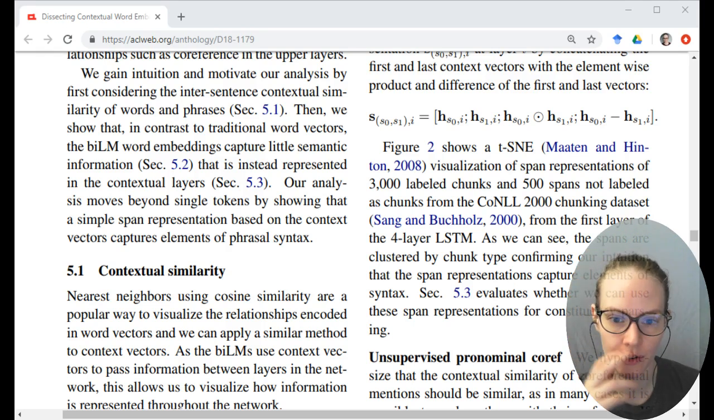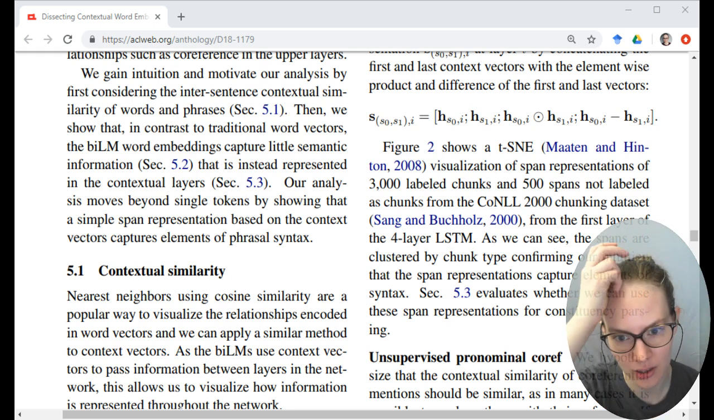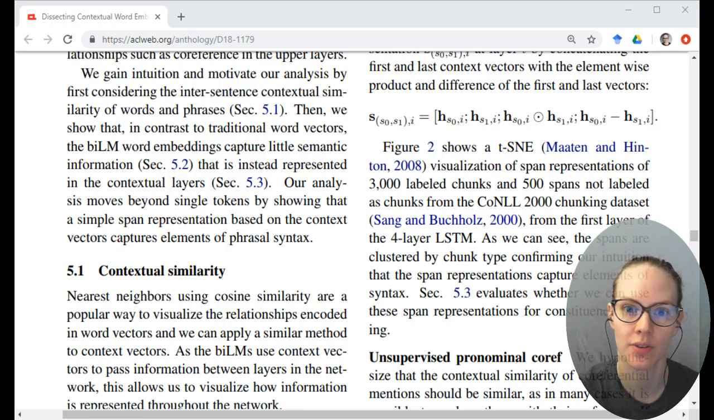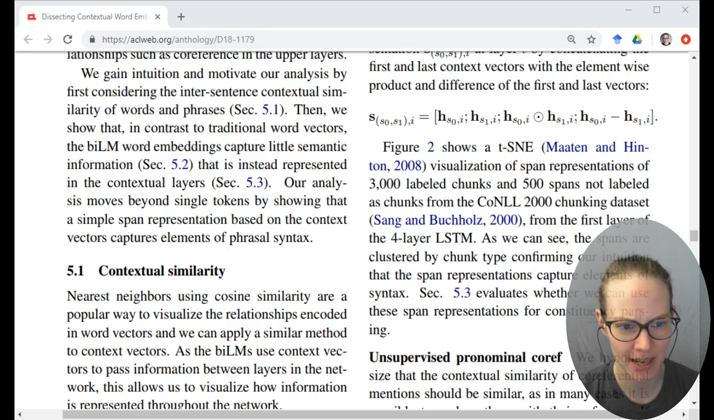Okay, so they're looking at 3,000 labeled chunks. So I believe the CoNLL chunking dataset is just sort of asking people to demarcate where they think, is this a reasonable chunk of a sentence or not? And people tend to have pretty good intuitions about that.